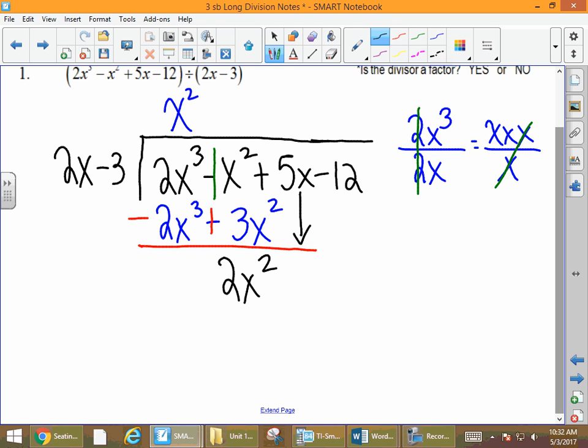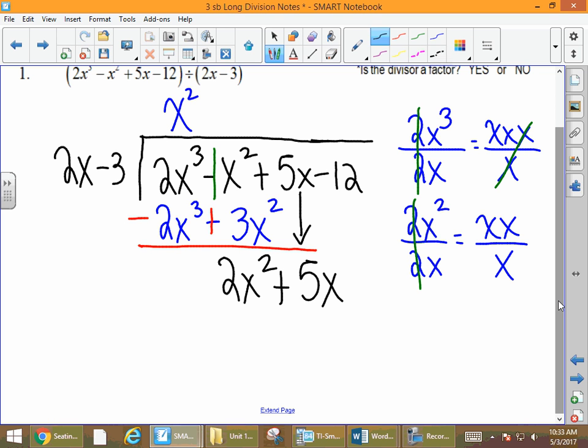Bring down the 5x. So it's going to be plus 5x. And now we need to go through the process again. We need to get rid of the highest degree term, which is going to be done by taking 2x squared divided by 2x. And once again, 2 divided by 2 is 1. And then we have x squared divided by x. The x's cancel out. It's positive 2x squared divided by positive 2x, which means that this is going to be plus x.